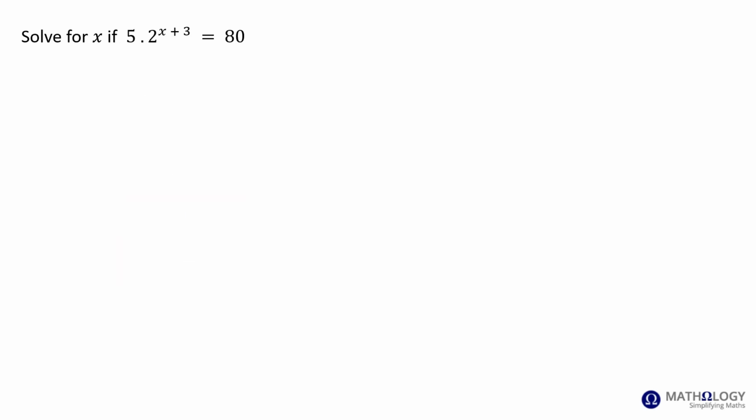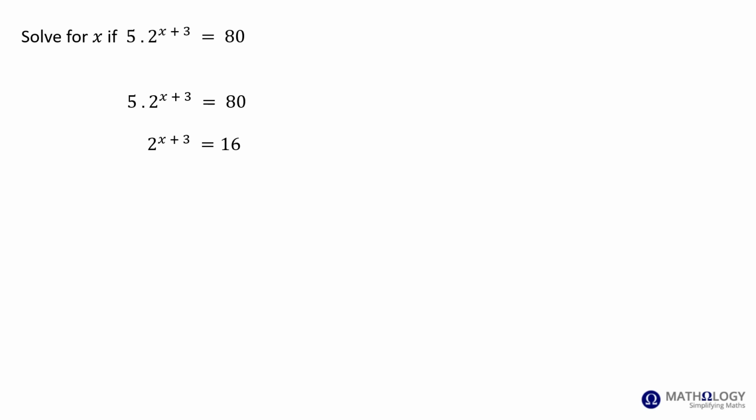When solving exponential equations, the aim is to have single powers on either side of the equation, where either the bases are equal, or the exponents are equal. To solve for x, we will need to isolate the exponential term, so the first thing we do is divide both sides by 5. Thus 2 to the x plus 3 equals 16.